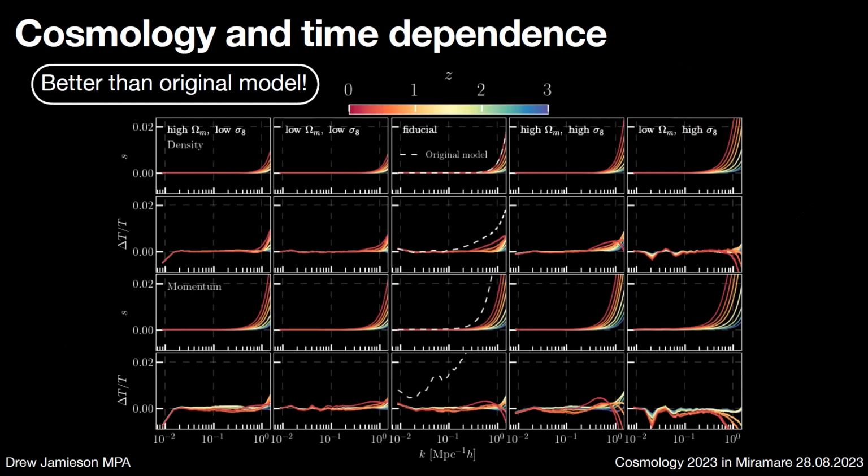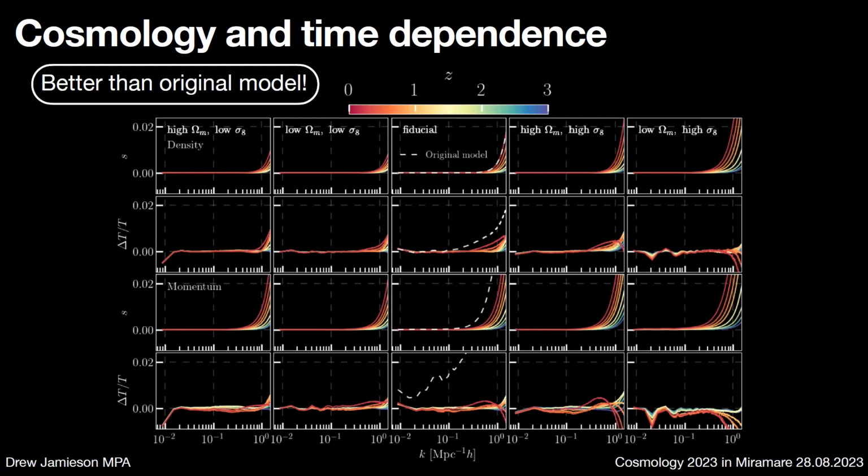So these results are for a sample of cosmologies. The ones on the sides are the extreme corners of the Latin hypercube: high omega matter, low omega matter, high sigma 8, low sigma 8. And the middle one shows the fiducial cosmology. Again, the errors are extremely good, but the cool thing is that I'm showing the original model as the white dashed curve.